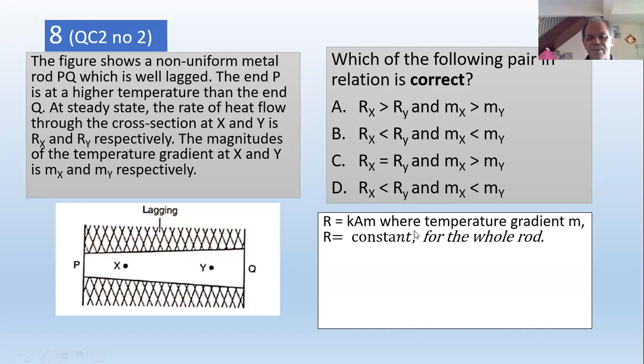Right? R is the one that is constant for the whole rod. Your K is constant. It depends on the rod, the same material. So A and M will change, that's all. If A is smaller, M will be larger. That's all. At X, A is smaller than at Y. So MX is greater than MY.